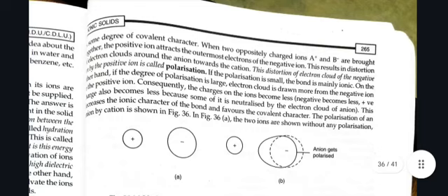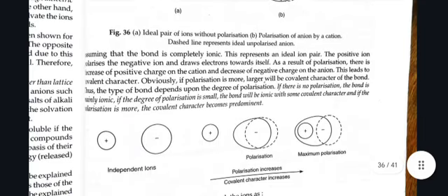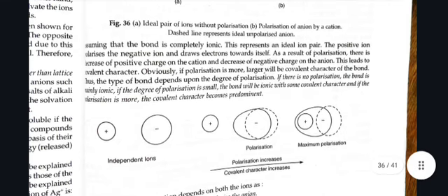The polarization of an ion by a cation is shown in figure 36. In figure 36, the two ions are shown without any polarization, assuming that the bond is completely ionic. This represents an ideal ion pair. The positive ion polarizes the negative ion and draws electrons towards itself. As a result of polarization, there is a decrease of positive charge on the cation and a decrease of negative charge on the anion. This leads to covalent character. Obviously, if polarization is more, larger will be the covalent character of the bond.